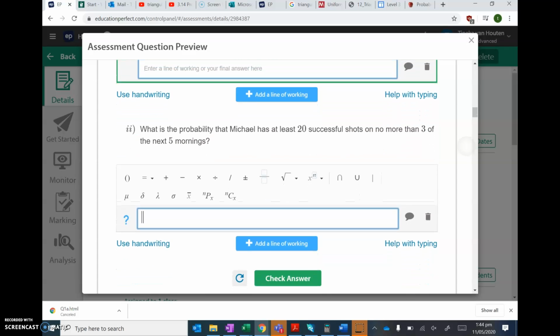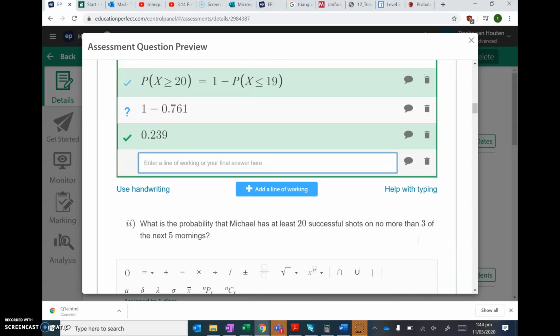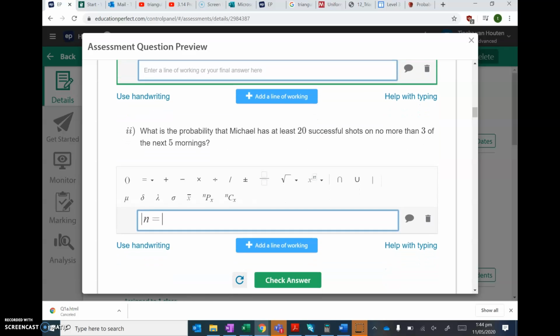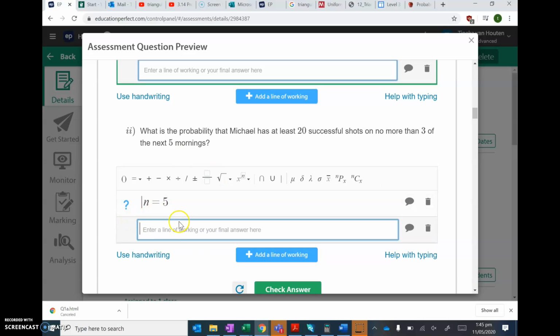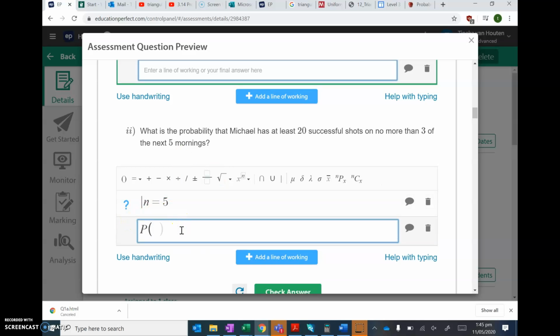What is the probability that Michael has at least 20 successful shots on no more than 3 of the next 5 mornings? Okay, so now this is the last question as well. So now I have a number of trials equaling 5. And I'm trying to work out the probability that X is less than or equal to 3. So 3 out of these 5.